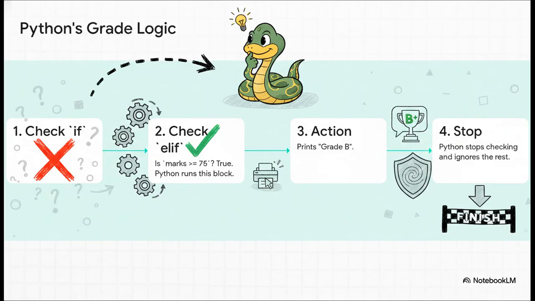This breaks down Python's thought process perfectly. It goes from the top down. First, it checks the if. Is 85 greater than or equal to 90? False. So it moves on. Next, it checks the elif. Is 85 greater than or equal to 75? True. So it runs that code, printing grade B. And then, and this is the crucial part, it stops. Its job is done. It doesn't even bother looking at the else statement.